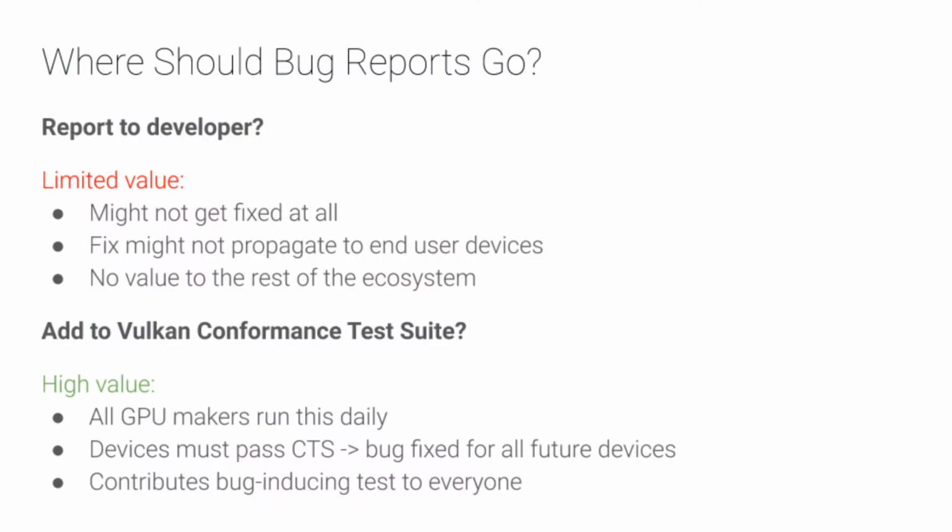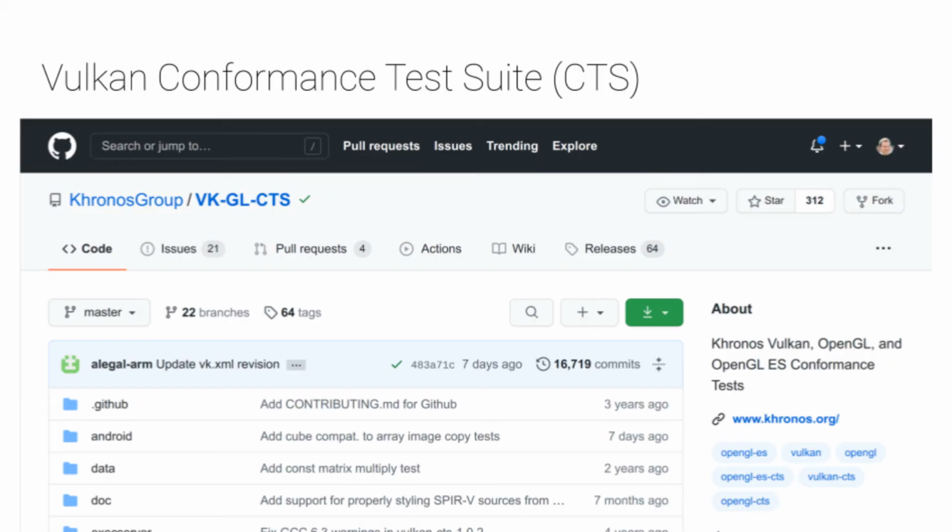So instead, what we can do, which has higher value, is add a test exposing the bug to the Vulkan Conformance Test Suite. This is a suite of tests that GPU makers run all the time. So if a test lands in that suite that exposes a bug, the GPU makers whose driver this affects will learn about the bug. And furthermore, all devices have got to pass the latest CTS to qualify as being Vulkan conformant. So if a test lands in the CTS, it ensures the bug will eventually be fixed for all future devices. And because the test is available to everyone, it provides value across the ecosystem.